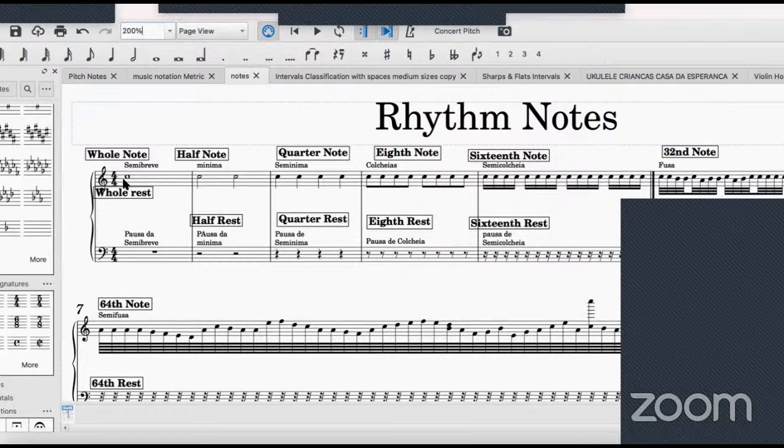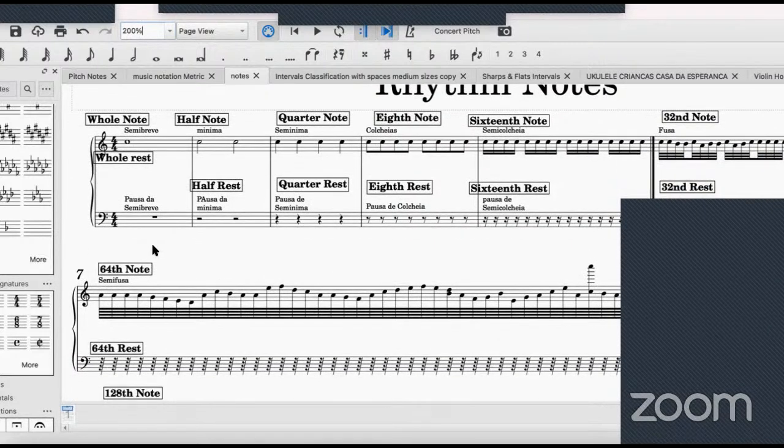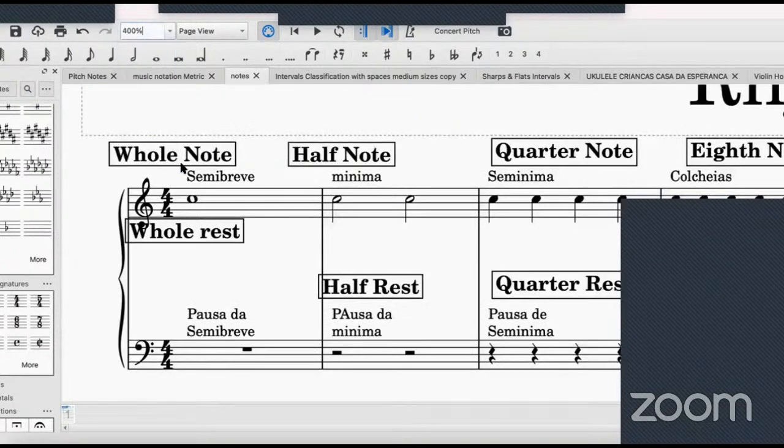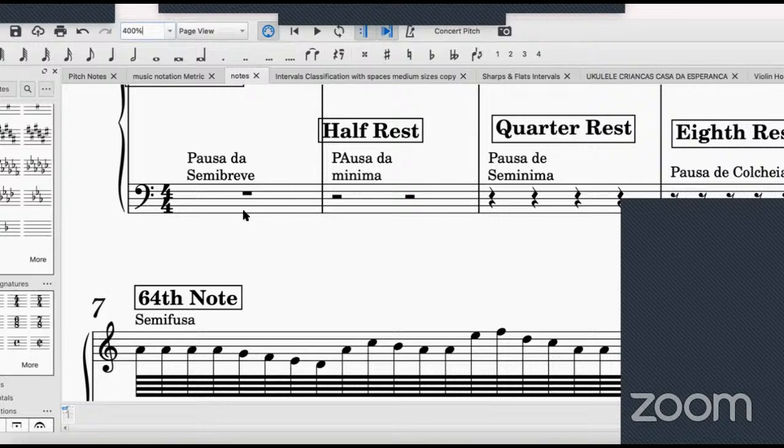So the whole note and the whole rest, it's on the 4th line, below the 4th line on the music staff. It does not matter what clef. So the whole rest is below the 4th line. Let me put it here. 1, 2, 3, 4, below the 4th line on the music staff.